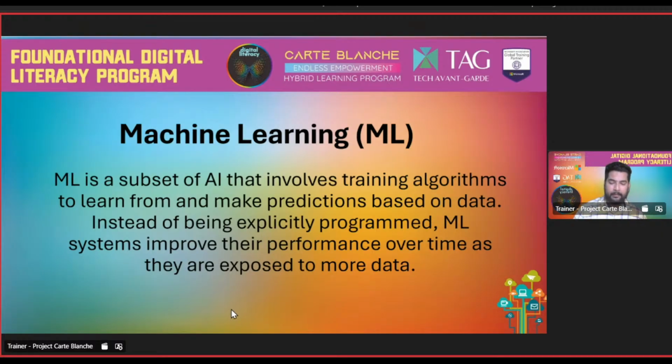Okay, sorry. So, machine learning, as I told you, is learning from experience. Machine learning is also a type of AI technique, where we help to train a machine to recognize multiple things. It is a subset of AI that involves training algorithms to learn from and make predictions based on data. Instead of being explicitly programmed, machine learning systems improve their performance over time as they are exposed to more and more data.